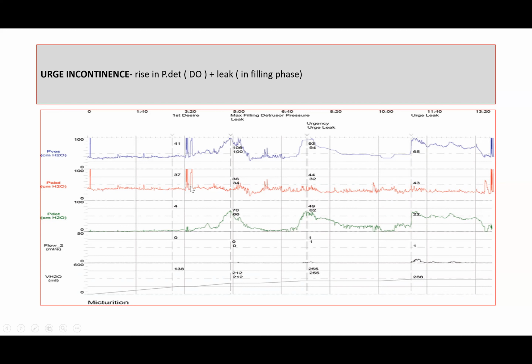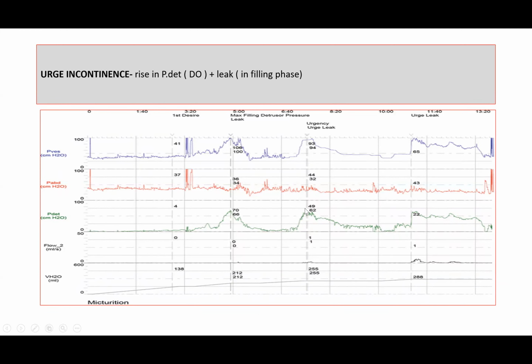Then what about the abdominal pressure? Is there any significant rise? No, no. What about the detrusor pressure? Is there any significant rise in the detrusor pressure? Yes. One here, another one here, another one here. Is there any leak mentioned? Okay, yes, there is leak. Leak is here. Urgency, there is urge, there is leak here, there is leak here. So, if there is detrusor overactivity plus leak, this is urge incontinence.